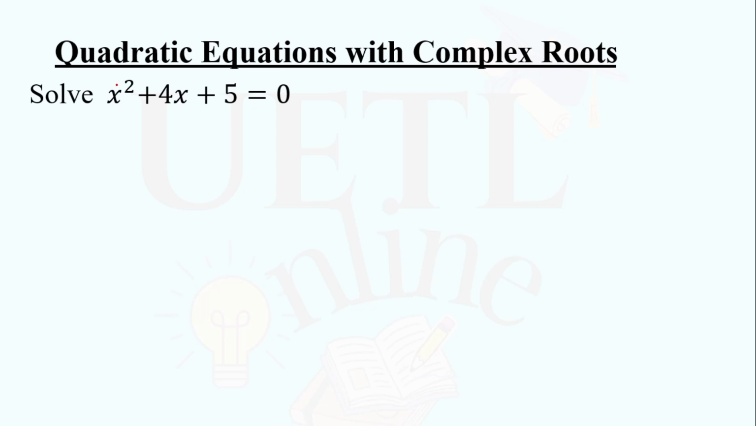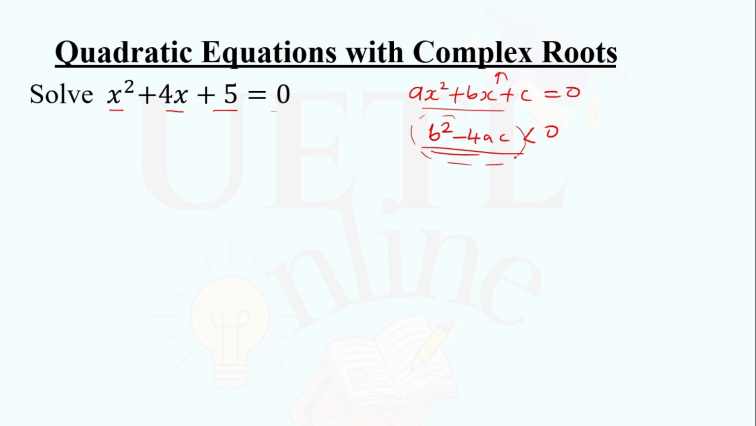This is our question, quadratic equations with complex roots. We're going to solve x squared plus 4x plus 5 equals 0. Before we solve, let's take a look at the quadratic form: ax squared plus bx plus c equals 0. To see that this is going to give us a complex root, we just take b squared minus 4ac. If this is less than 0, if you see it negative, it means that it's going to give us a complex root.